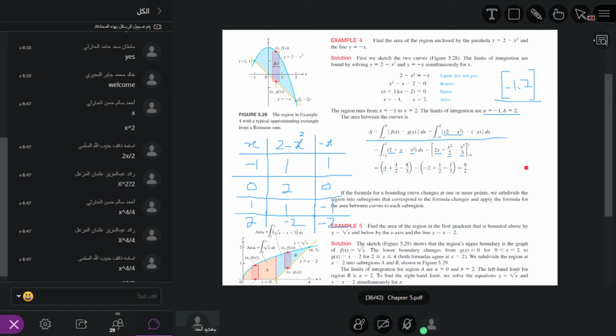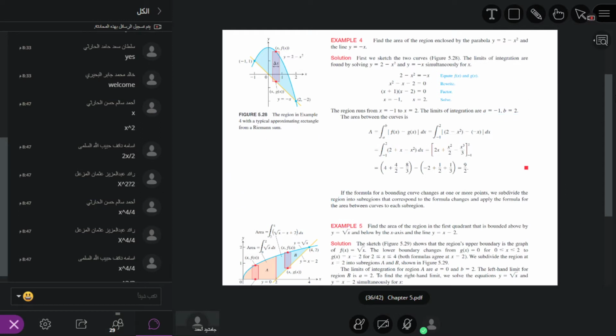Now what it becomes: first we put the upper limit, so 2 times 2 is equal to 4, 2 squared 4 divided by 2, 2 power 3 is 8 divided by 3. So minus, we put the lower limit: -1 times 2 is -2, -1 squared is 1, and -1 power 3 is -1, and minus minus is plus, so we get here 9 divided by 2.